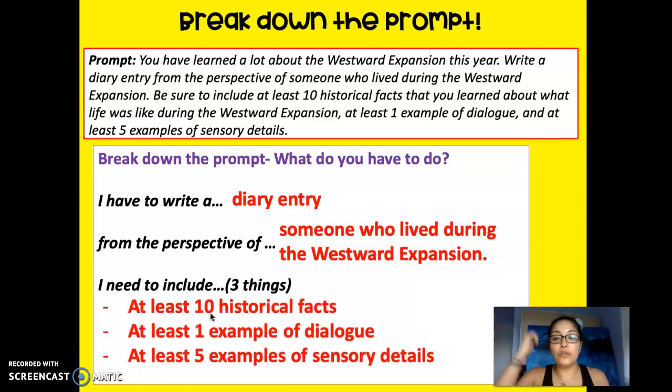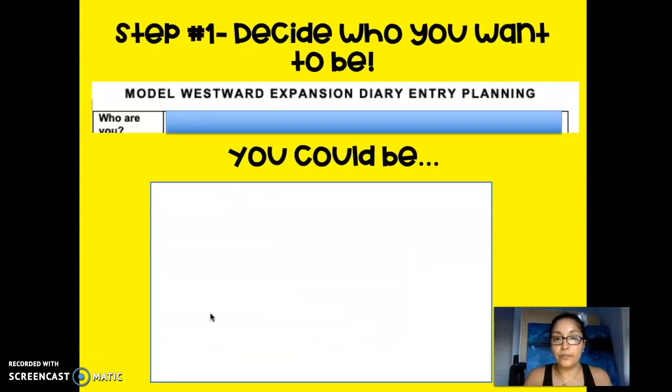And you need to include 10 historical facts, 1 example of dialogue, which should be easy for most of you, so I probably challenge you to put in more dialogue, and 5, which also should be easy for most of you, examples of sensory details. Okay, now we know what we have to do.